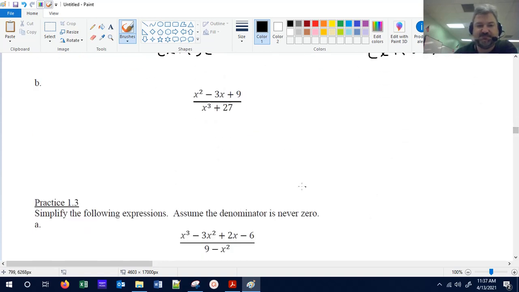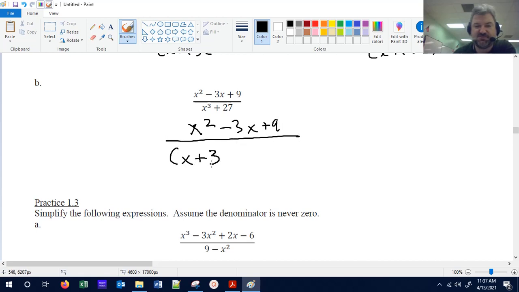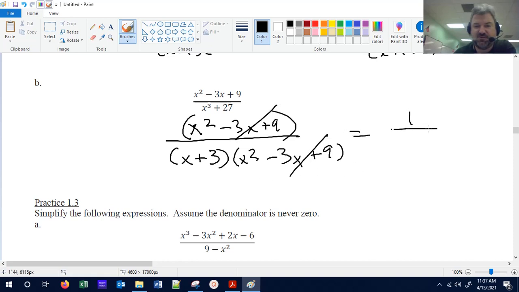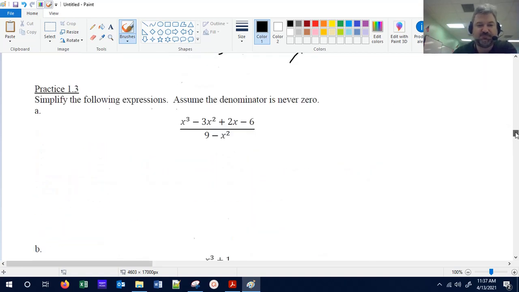All right, let's take a look at letter B. The numerator cannot factor. There's nothing that multiplies to 9 and adds to 3, so I have to just leave that alone. But the denominator is a sum of 2 cubes, so it's x plus 3. The cube root of 27 is 3. Then I square the x, multiply these two together and change the sign, and then square the 3, which happens to be perfect. And remember, there's a grouping symbol all the way around the numerator, so this just becomes 1 over x plus 3.